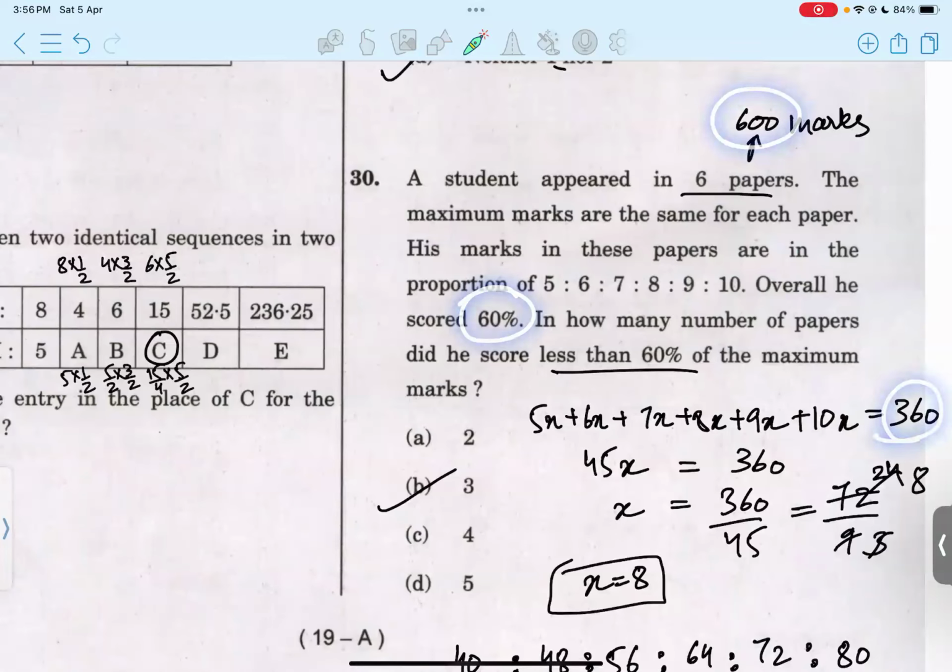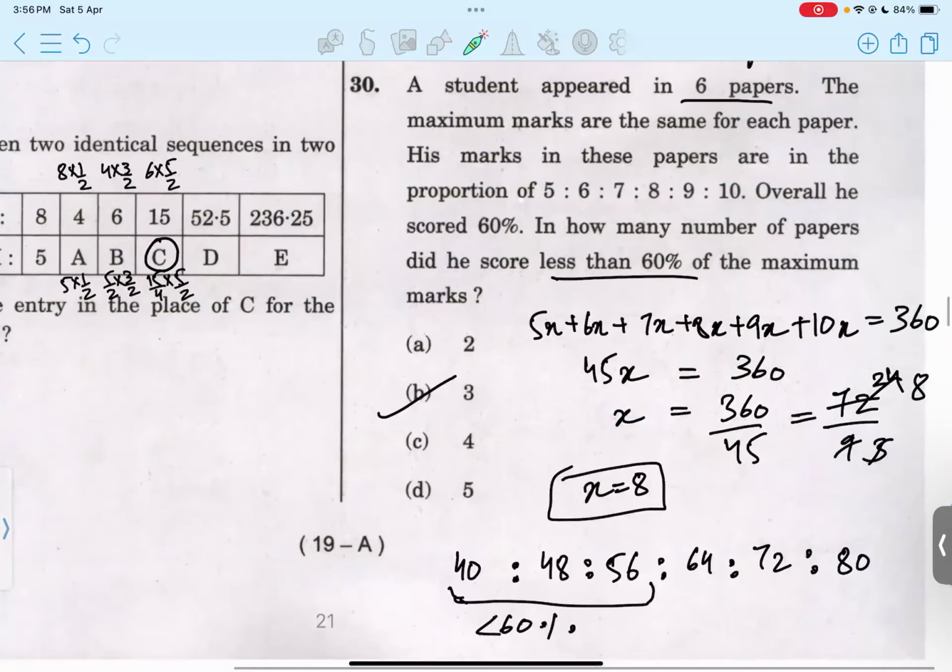And we are given these ratios, so you will add them up. We take 5x, 6x, and so on, equating the total to 60% of the score, that is 360. When we get this equation, we solve for the value of x. So x will be 8. Now we can get the exact score in each paper. We'll just multiply 5 by 8, 6 by 8, 7 by 8.